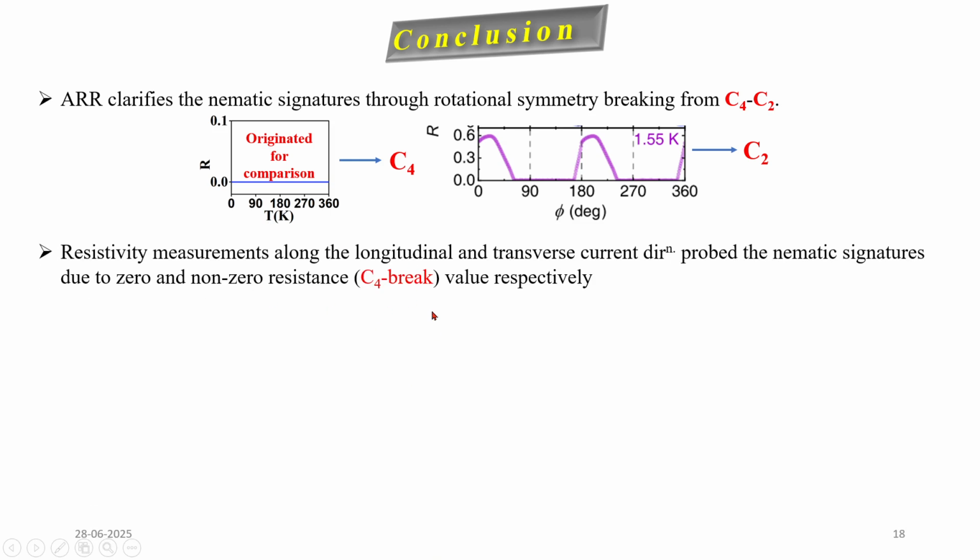Resistivity measurements along the longitudinal and transverse current directions prove the nematic signatures due to zero and non-zero resistance, the C4 break. The rotational symmetry is breaking, and in comparison of the longitudinal and transverse directions, the superconductivity results look like that. So if you rotate the crystal along the x-axis, the symmetry is the same. This is the C4 symmetry. But if you rotate the crystal structure along the y-axis, there is no more C4 symmetry. This is the C2 symmetry. So the superconductivity results are breaking.